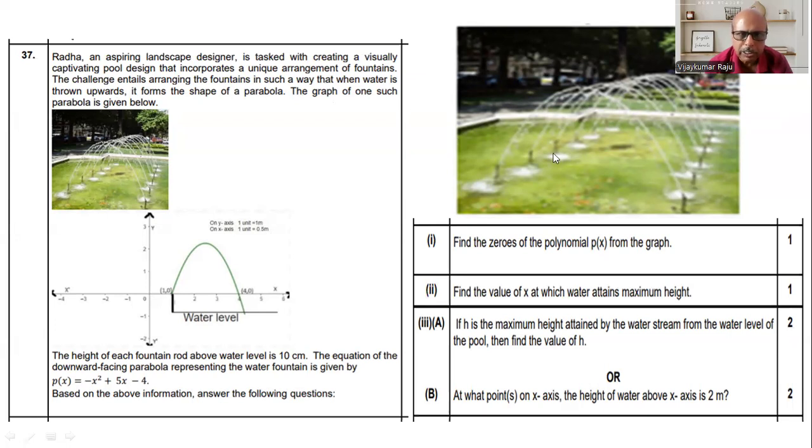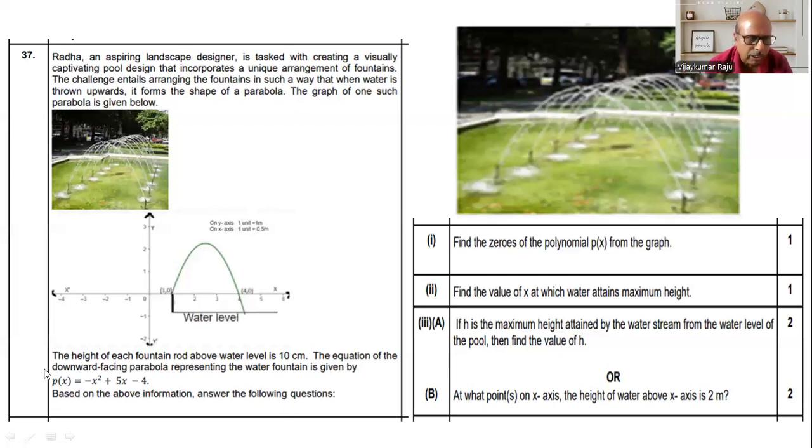So this particular shape, here I have drawn it a little bigger. This particular shape is called a parabola. Okay? So it's a fountain. Water flows from here, water flows from here, and the shape is formed in this way. So this is a special design, and this shape of water flow is a parabola. If you take the graph, it looks like this. The height of each fountain rod above the water level is 10 centimeter. This is the fountain rod which is above the water level, and this is 10 centimeter long.